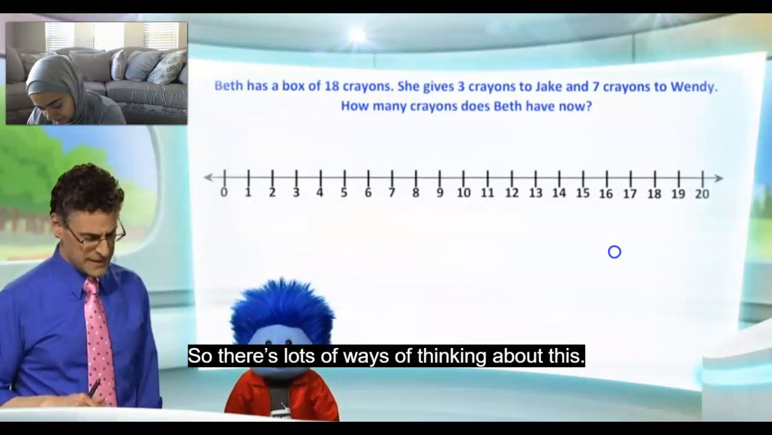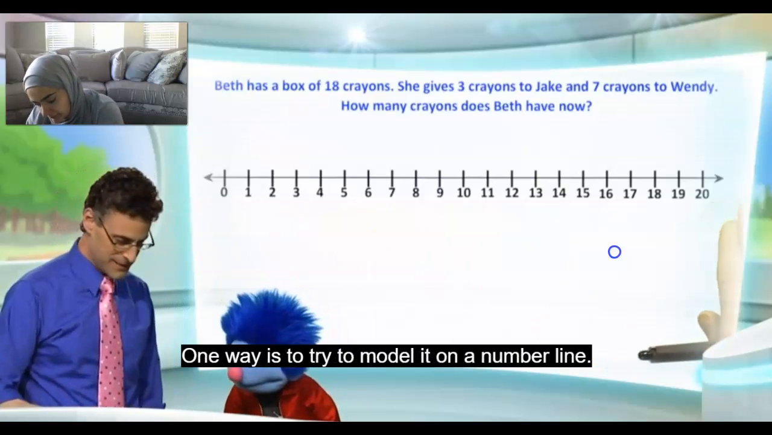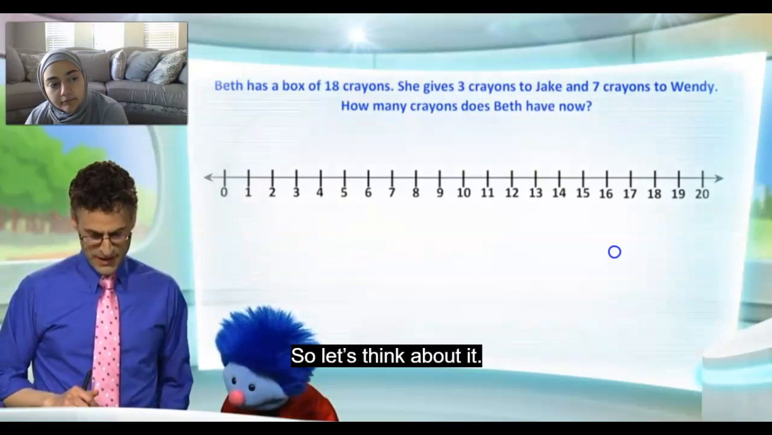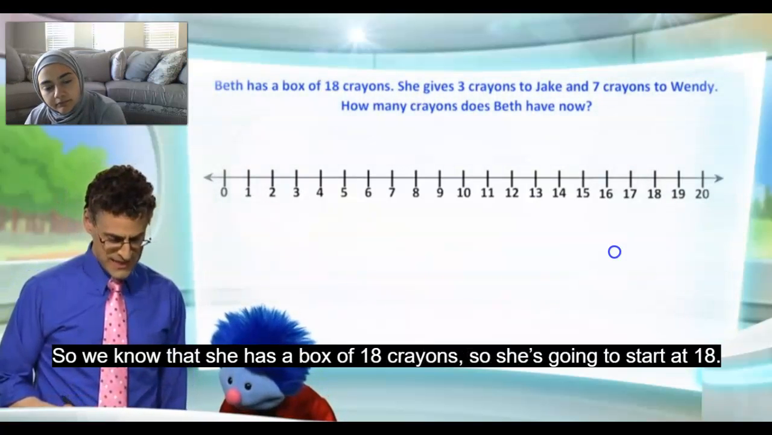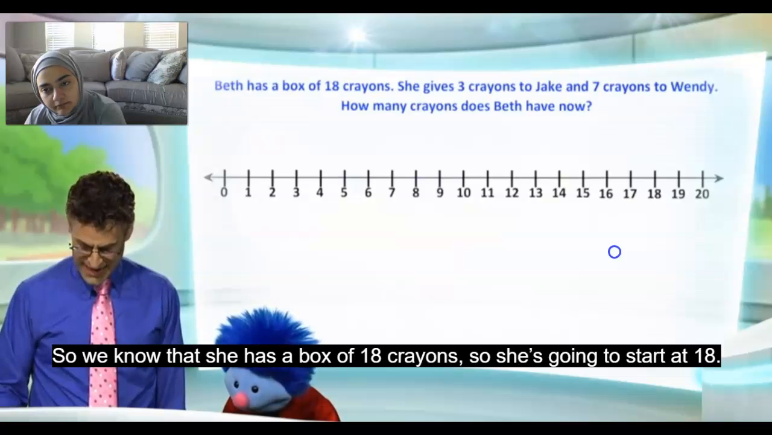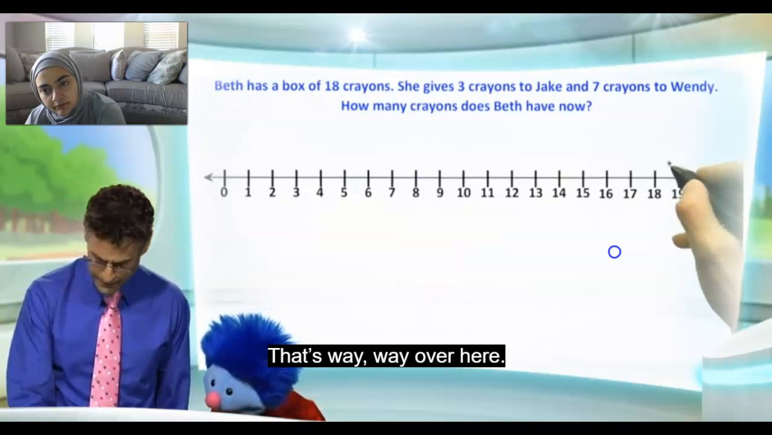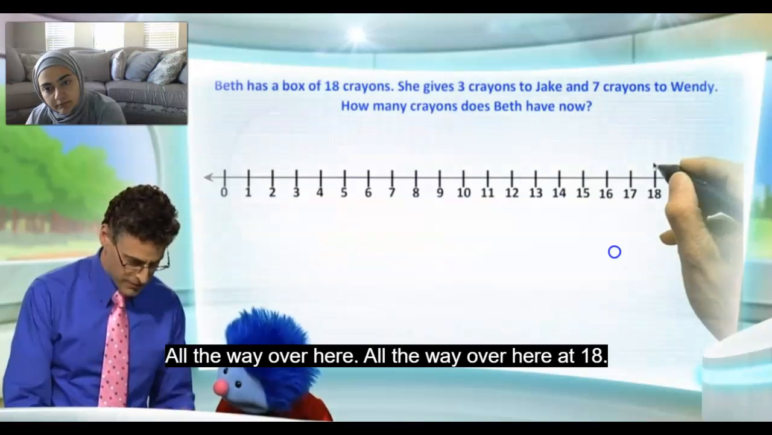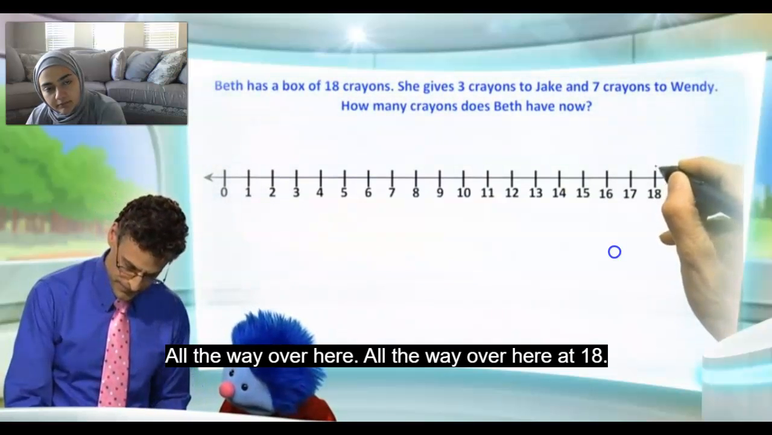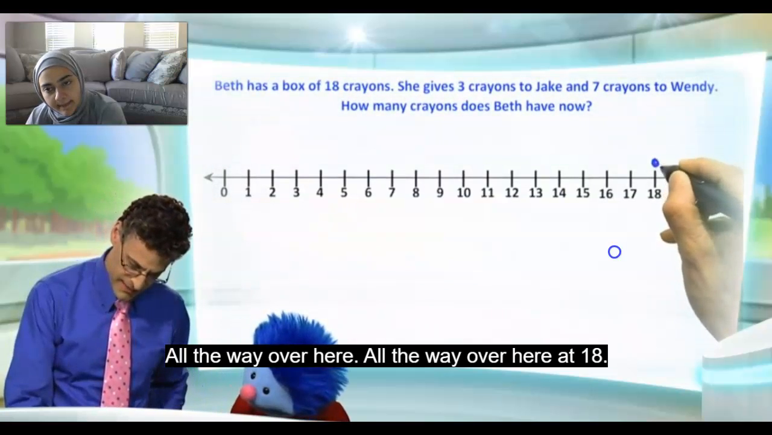Okay, so there's lots of ways of thinking about this. One way is to try to model it on a number line. Oh, look at that. So let's think about it. So we know that she has a box of 18 crayons. So she's going to start at 18. That's way over here, all the way over here at 18.